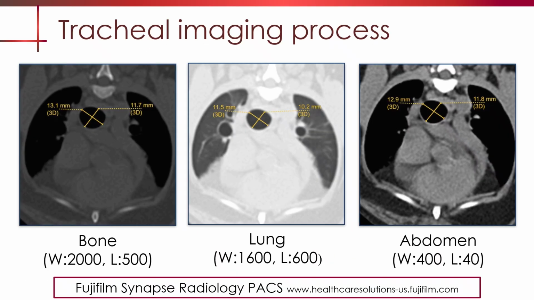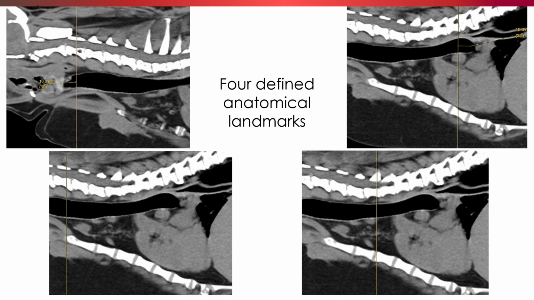First, we compared different windows for ease of measurement and found that the abdominal window was preferable. During CT scanning, the endotracheal tube was placed just inside the larynx and positive pressure ventilation was held at 20 centimeters of water. We determined tracheal diameter at 4 anatomical landmarks: 1 centimeter caudal to the larynx, the thoracic inlet in line with the cranial end of the manubrium, midway from the inlet to the carina, and 1 centimeter cranial to the carina.